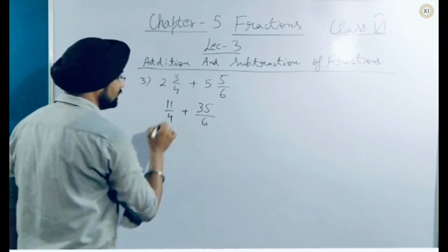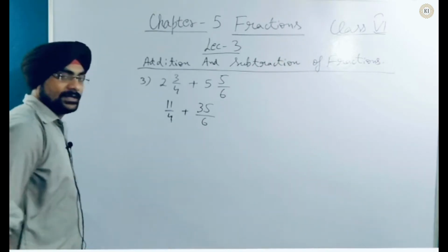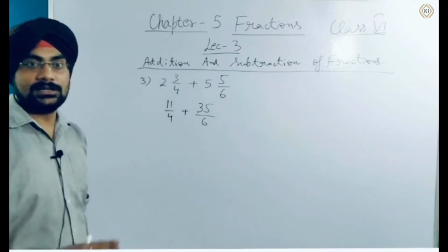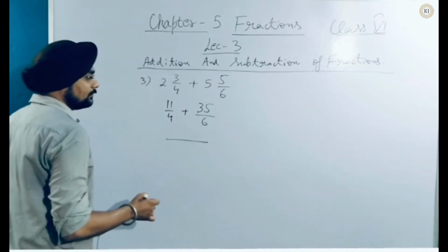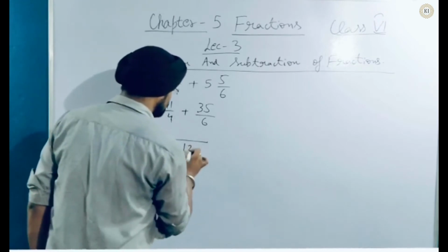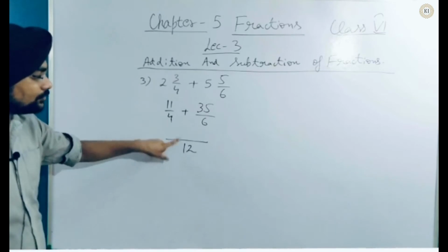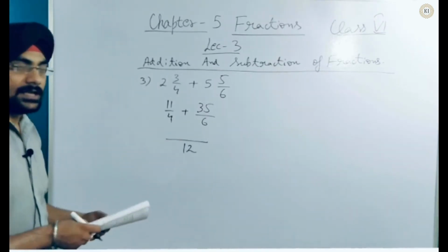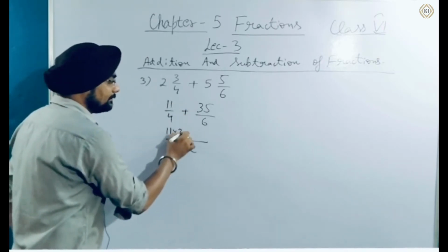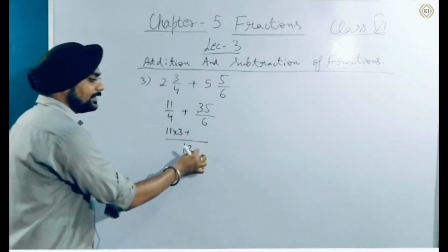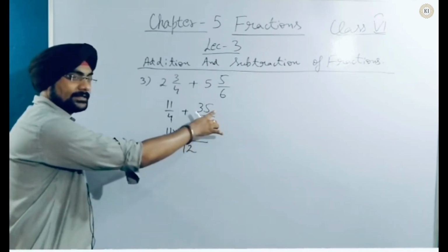Now you can see that both are unlike fractions because the denominators are different. In that case we take out the LCM of the denominators. When we take out the LCM of 4 and 6, it will come as 12. Now we divide 12 by 4, and it will come 3. And we multiply that 3 by the numerator. Again we divide 12 by 6, it will come 2, and 2 is multiplied by the numerator.